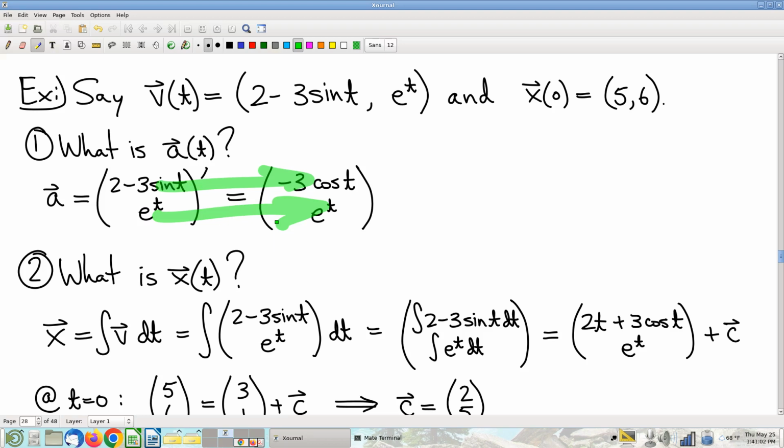Boom, there you go. Everybody happy with that? Yeah. Okay. Now, what about position? What is x as a function of time? Position is a function of time.